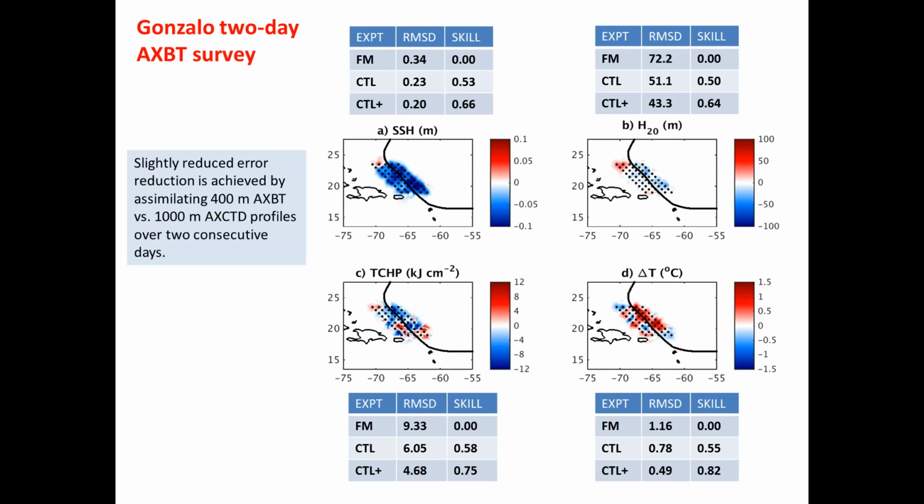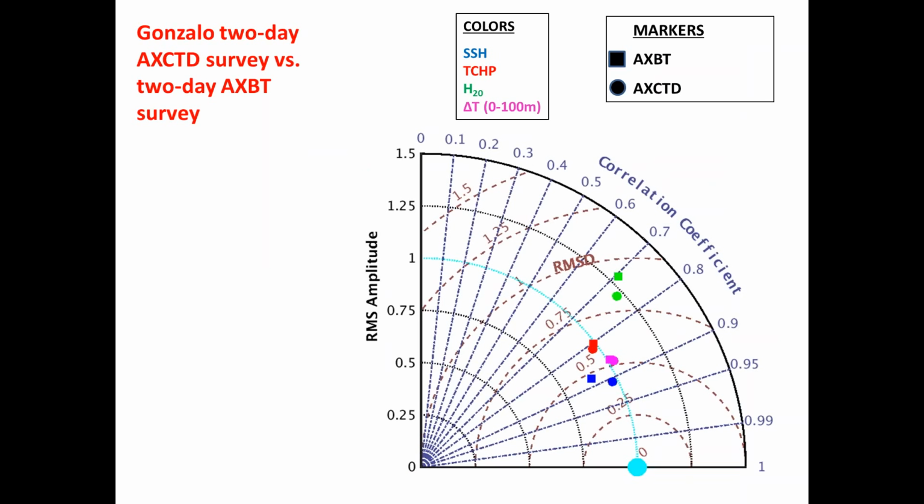What happens when we did the same 2-day survey, but we used AXBTs, sampling only the upper 400 meters of the water column? The answer is generally slightly degraded results. You can see it more clearly, but very slightly, here on the Taylor diagram, where square is AXBT and circle is AXCTD. For H20, there's a very slight improvement, and for SSH, there's a very slight improvement, not too much for the other 2 variables. So only a very slight improvement for using CTDs versus BTs in this region.